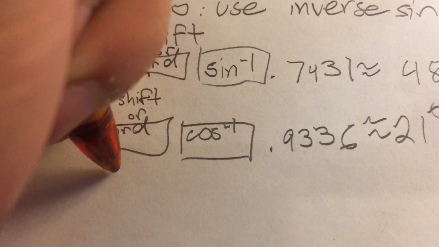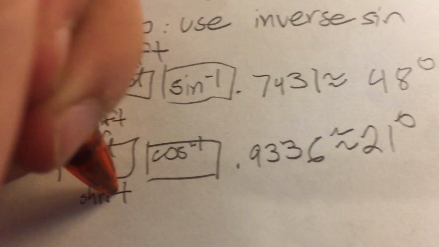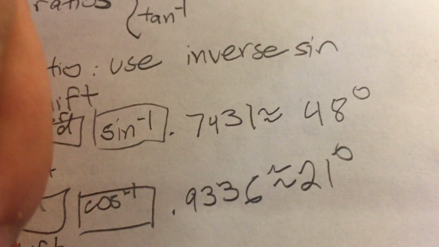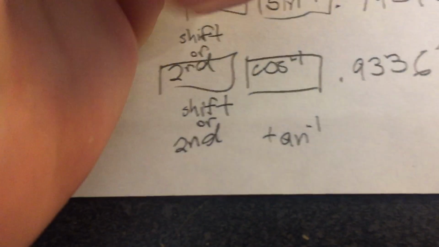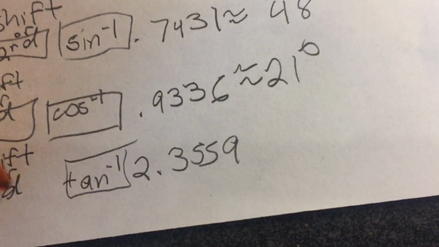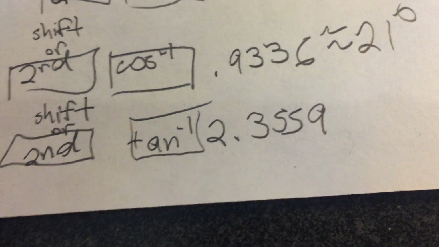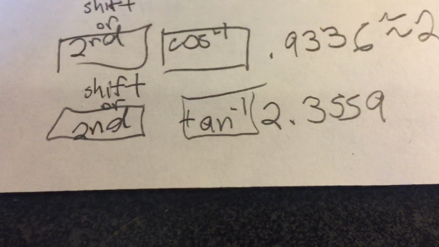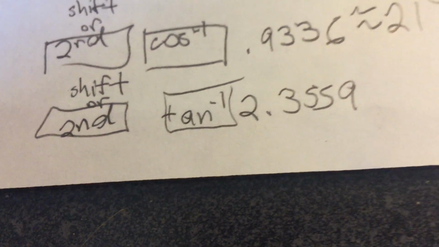And then shift or second, and then you can do tangent. And then she gave us 2.355. I'll give you some time to figure that out. You can pause if you feel like. I said that a lot. Okay, this is about 67 degrees.